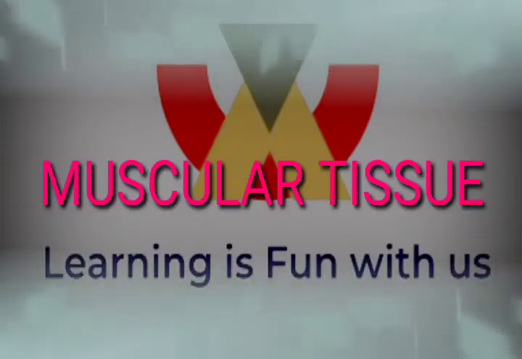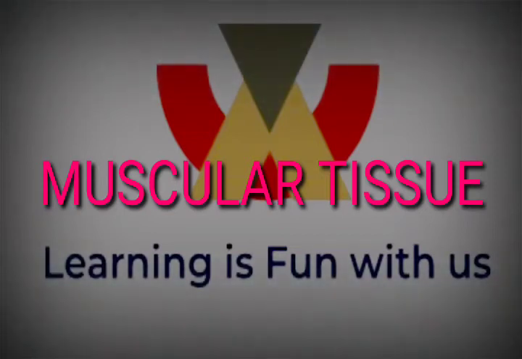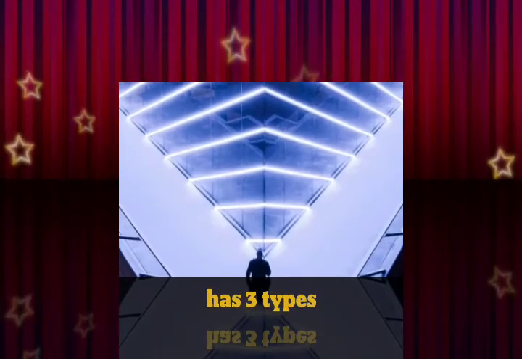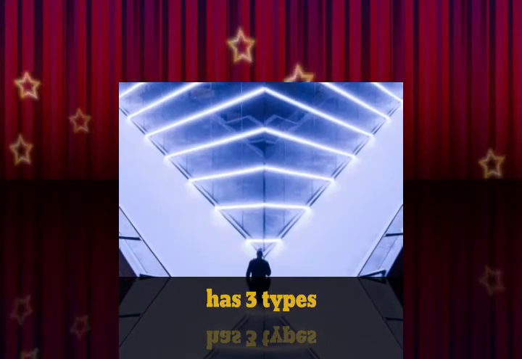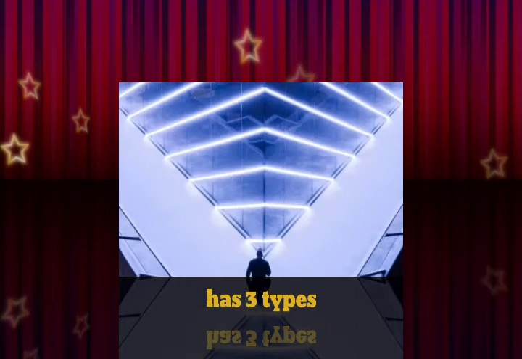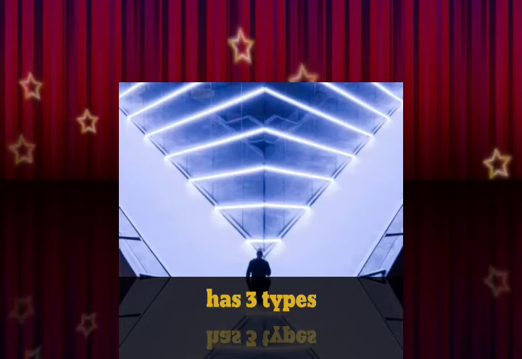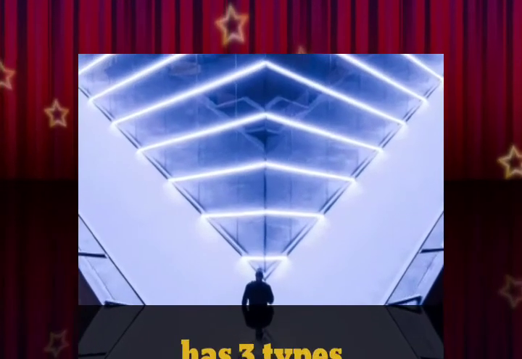Now the next topic is muscular tissue. The muscular tissue consists of elongated cells called muscle fibers. This tissue is responsible for the movement of the body. Muscular tissue has three types. The first one is striated muscles, the second one is unstriated muscles or smooth muscles, and the third one is cardiac muscles.